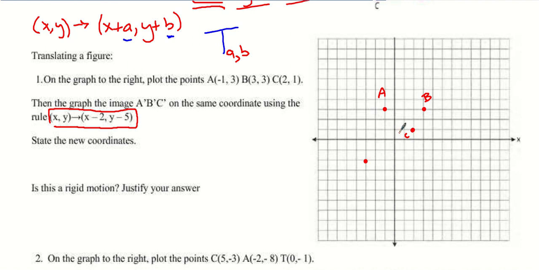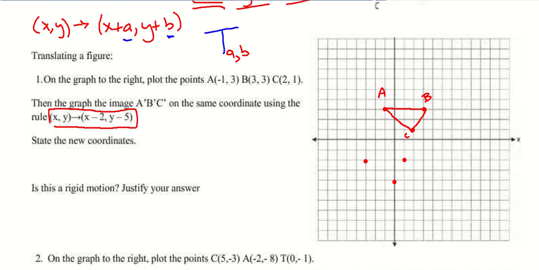C is 2 to the left, and 1, 2, 3, 4, 5 down. So that's my shape. Now, what I didn't do that I should have done is, since I'm taking these points, I think this is going to be a triangle. So let's connect these points together to start with.